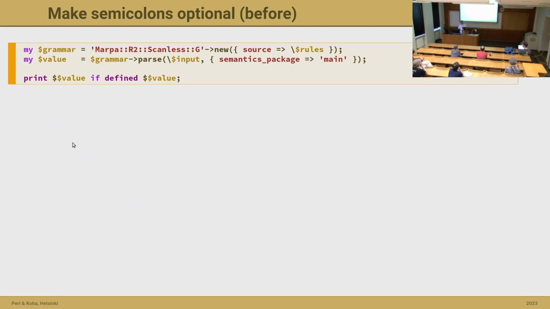So what we had previously was this. Grammar is some kind of an object that takes the rules, which is basically the string with the Backus-Naur form. And we just tell the grammar to parse, and it returns the value. So it's pretty easy, and we send the input in.